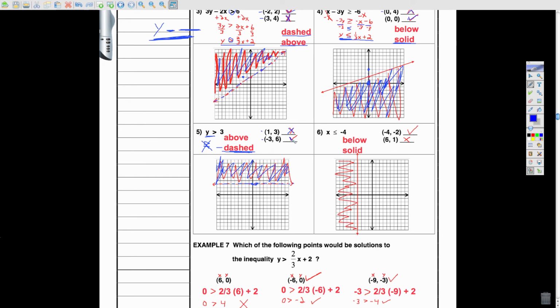Okay, let's see negative 3, 6. Negative 3, 6. 1, 2, 3, 1, 2, 3, 4, 5, 6 is up here. That is in the shaded region. That is a solution.